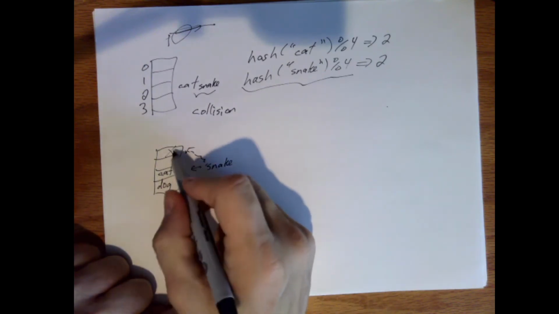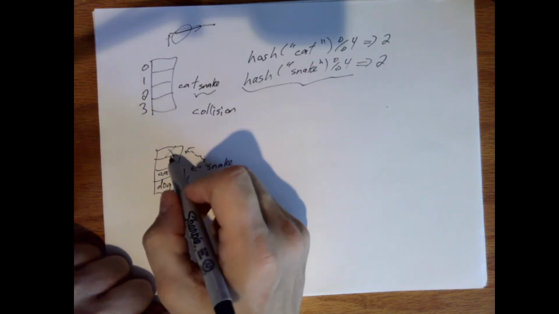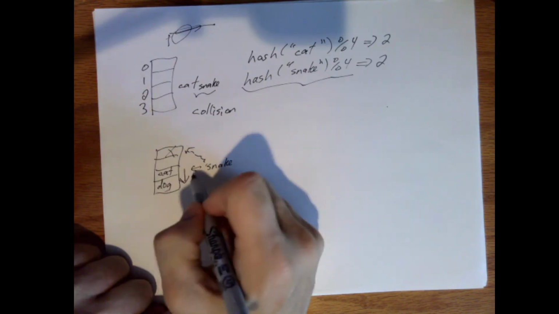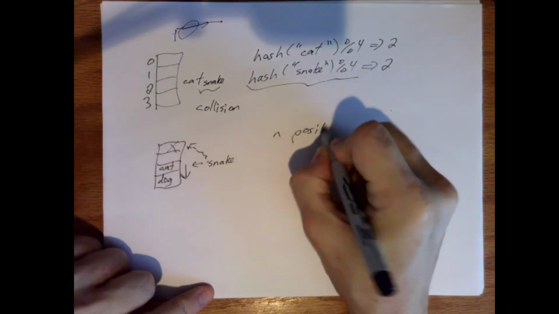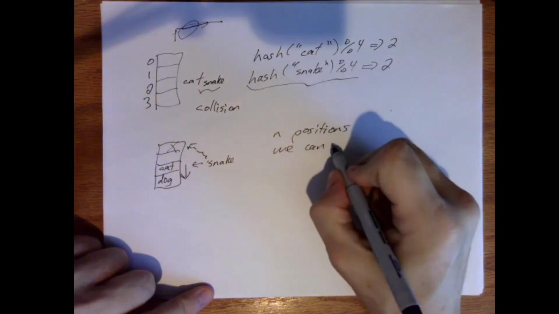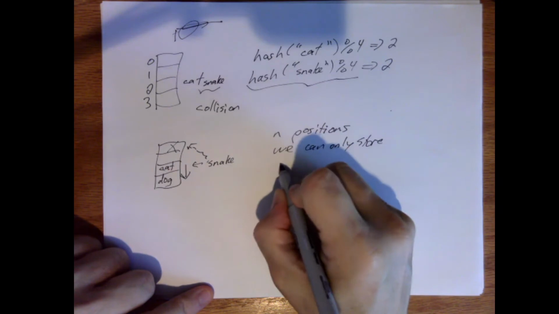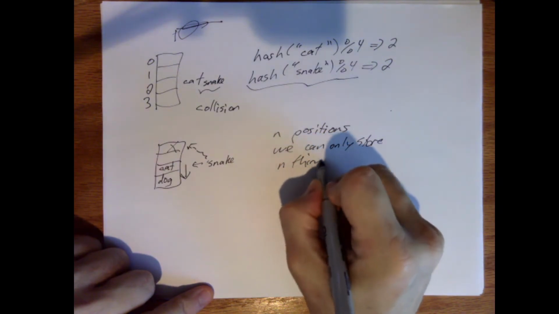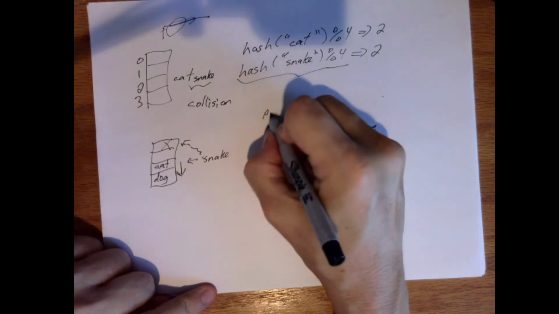Now we can do that up to a point, but eventually this thing is going to be full, which means for this approach, if there's n positions, we can only store n things. That's one problem with this approach. So we'll call this problem 1.